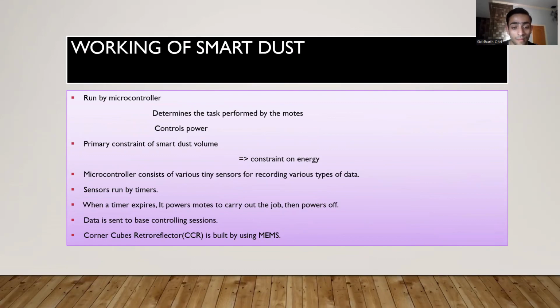The microcontroller consists of various tiny sensors for recording various types of data. These sensors are run by timers. When a timer expires, it powers the nodes to carry out the job and then automatically powers off. Data is sent to the base controlling sessions. The corner cube retroreflector is built using MEMS for smart dust.